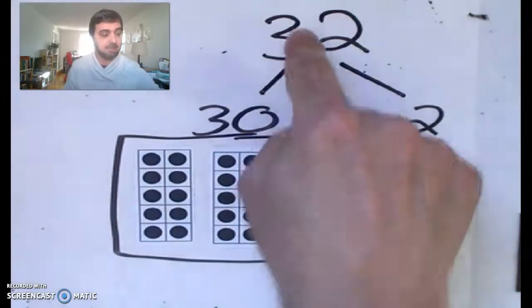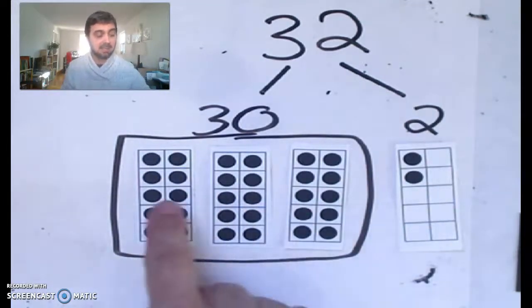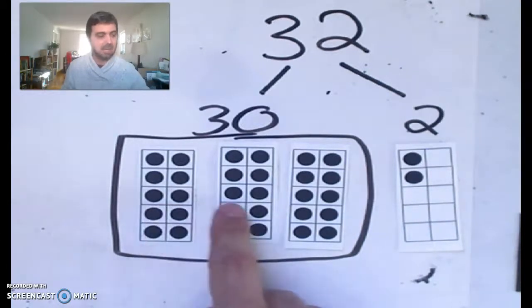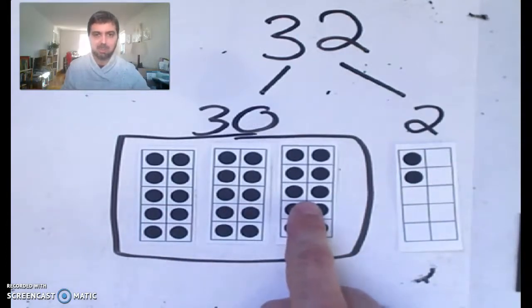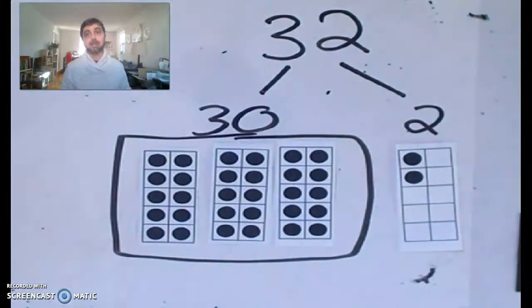Okay, so 3 means we made 3 bags of Skittles. 3 bags of 10 Skittles. 1 bag of Skittles with 10, 2 bags of Skittles with 10, and 3 bags of Skittles with 10. That makes 10, 20, 30, 32.